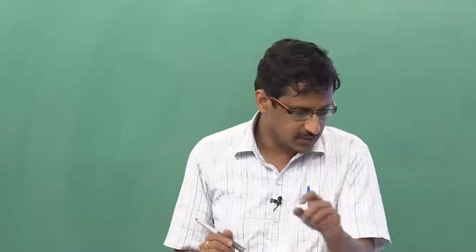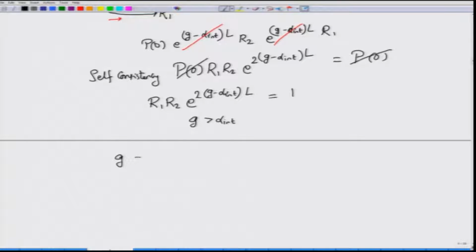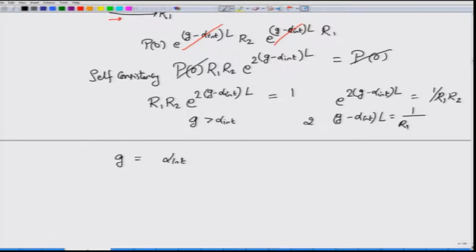So you can rearrange this equation to write in a slightly different form. You can write g is equal to alpha int after taking out this exponential. So first divide this one by R1 R2 and then take the log. If you do that, you get e to the power 2 times g minus alpha int times L is equal to 1 by R1 R2, and then if I take the natural log on both sides, the log and exponential cancel with each other. So you get 2 times g minus alpha int times L is equal to log of 1 by R1 R2.